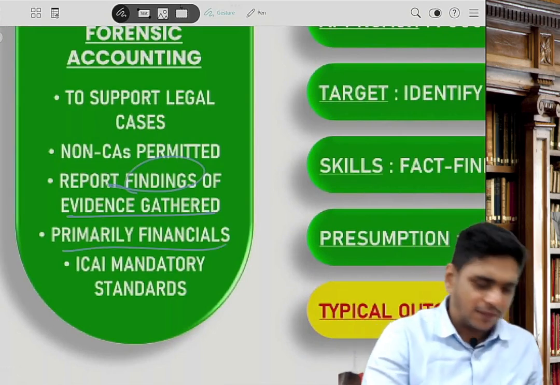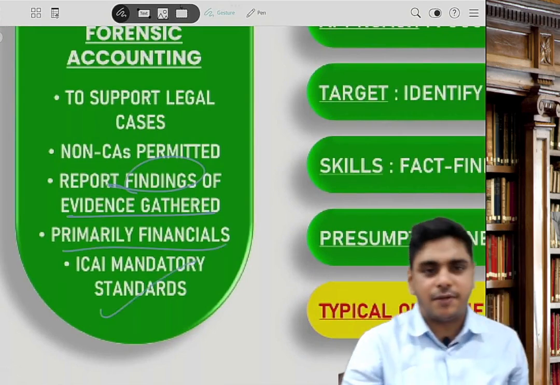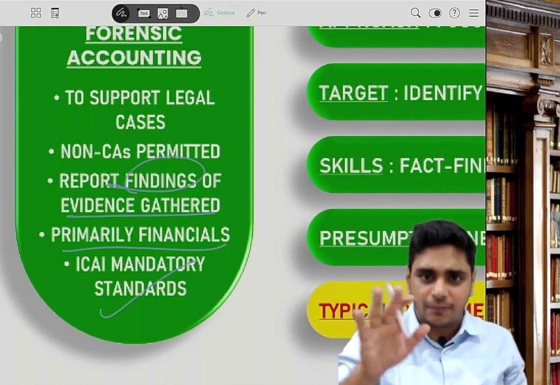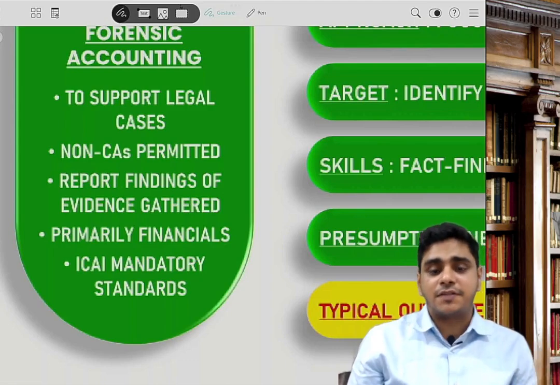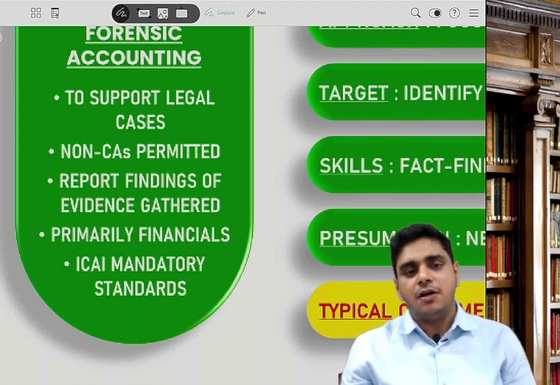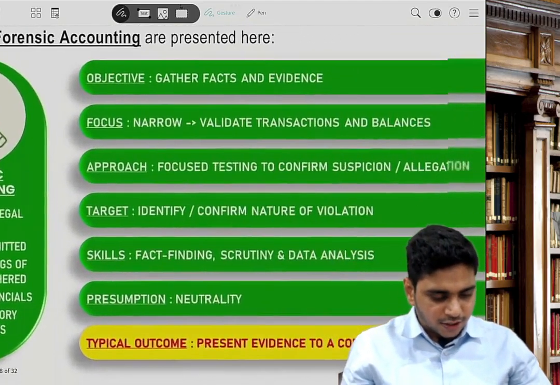It is basically primarily for financial fraud, and ICAI has mandated standards which are there in our syllabus. We'll be doing them. They are not called audit standards. They are called FAIS, Forensic Accounting and Investigation Standards.